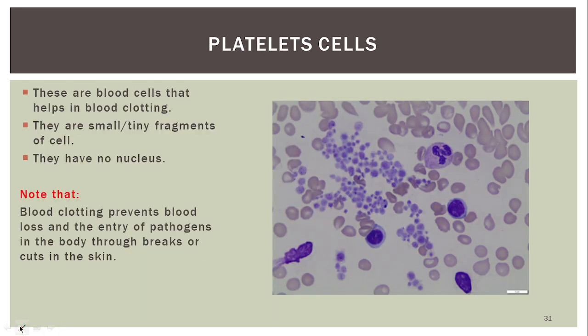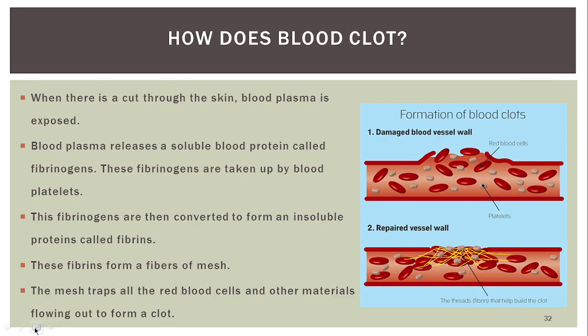Next up, platelets. Platelets are blood cells that help in blood clotting. Really important. We must know how blood clots. It also comes for around 6 or 4 marks. Platelets are very small fragments of cell, with no nucleus. They help in blood clotting. Let's look at blood clots and finish it up quickly.